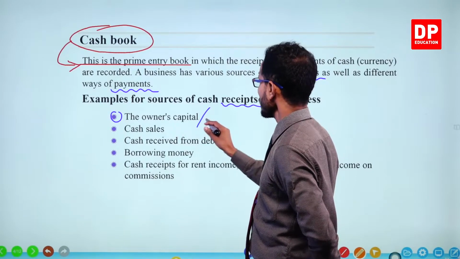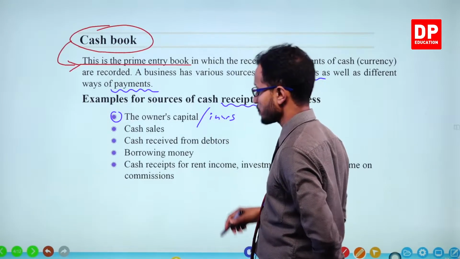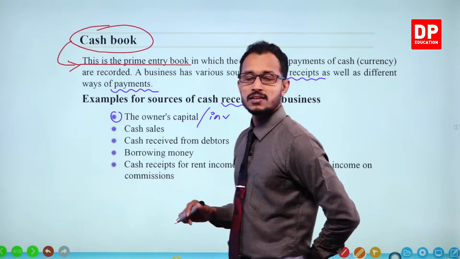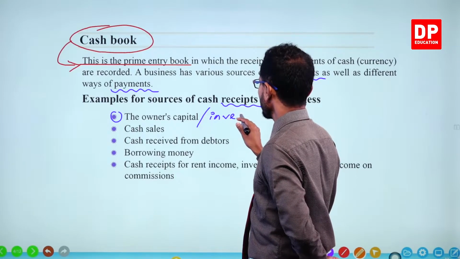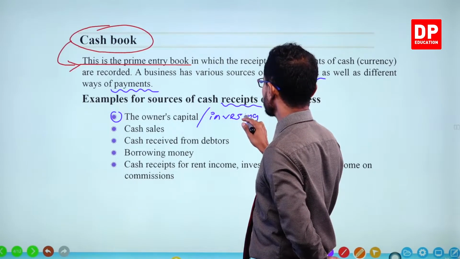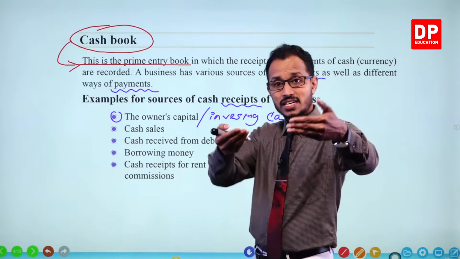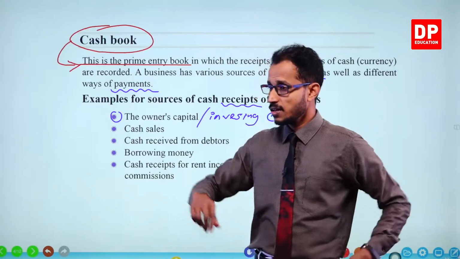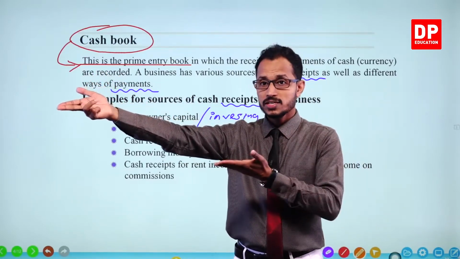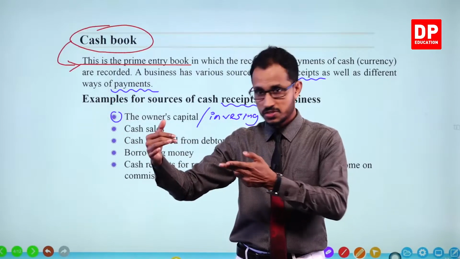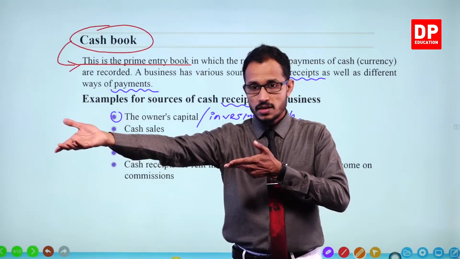Owner's capital. Owner investing. Children, investing means what? You know what investing is. Owner putting money, cash, into the business. Owner investing cash. So it is a cash receiving. Let's say the owner is somewhere over there, out of the camera, and he brings money to the business. Let's say 50,000. And you are the accountant.